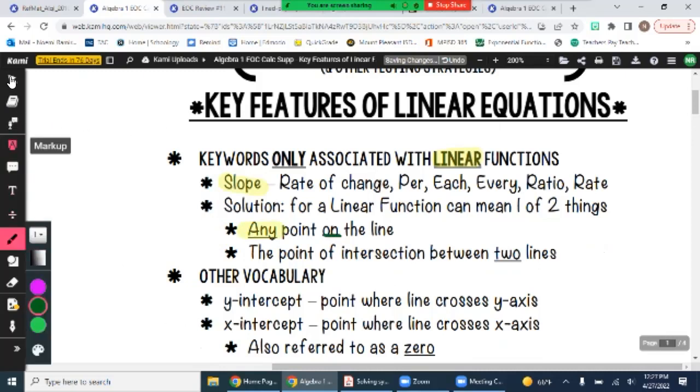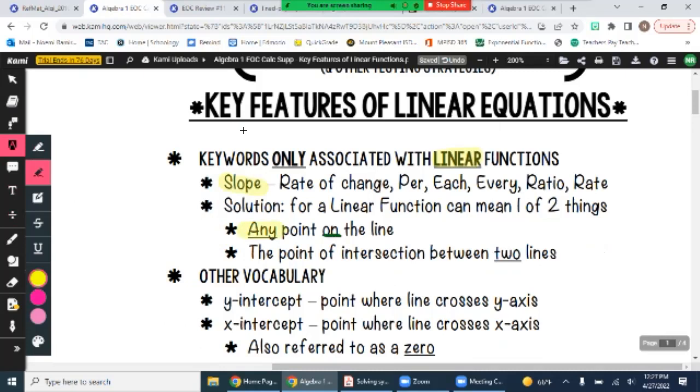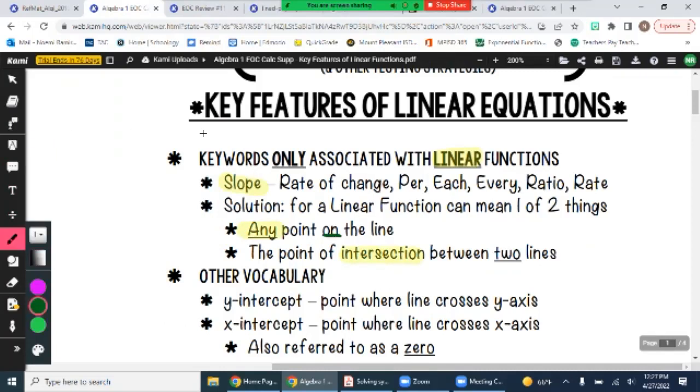Now, let's say we have a system. A system is when you have two or more lines on the same graph. At that point, the solution is the point of intersection, the point where they cross, where the lines meet. Do they cross one time? Do they not cross at all? Do they cross an infinite number of times? Those two words are very specific for linear.